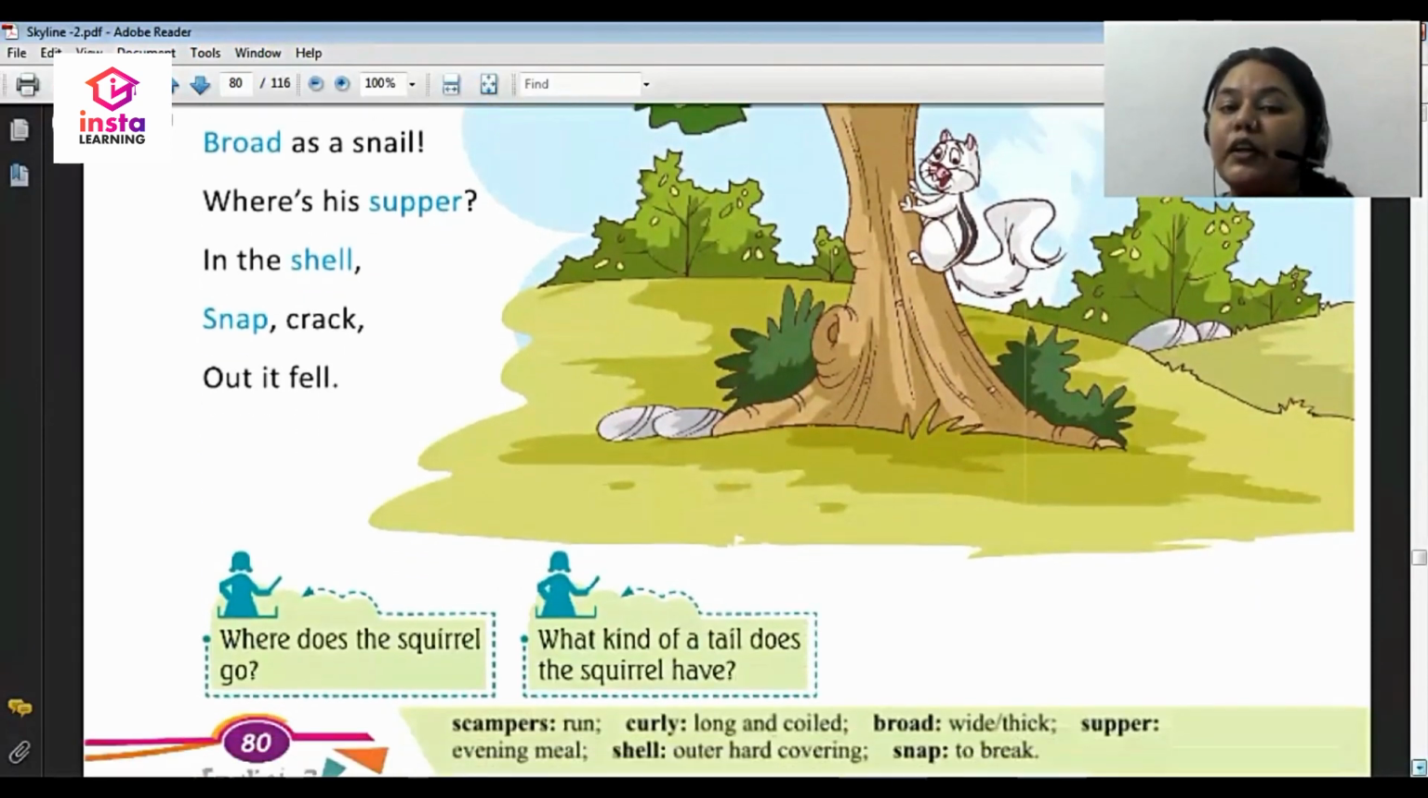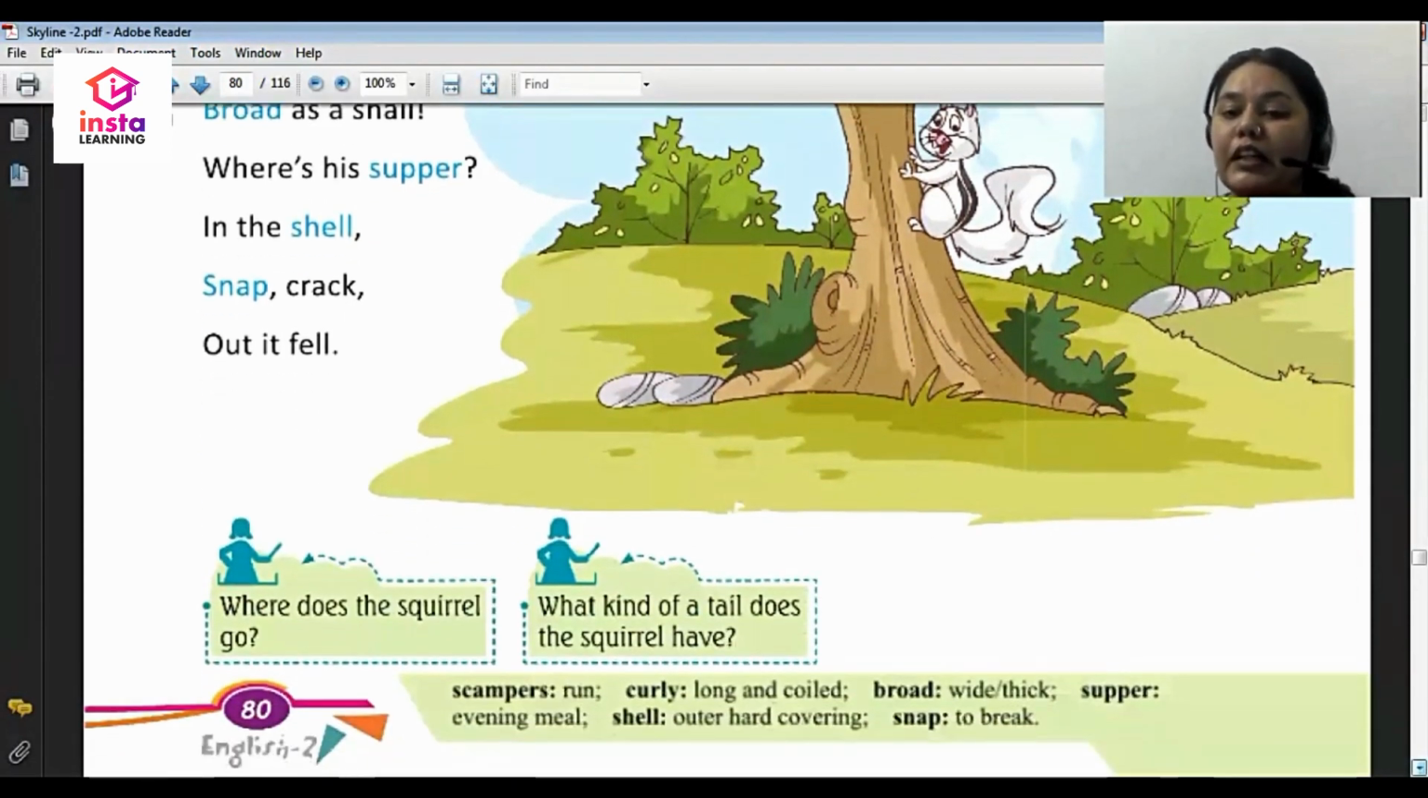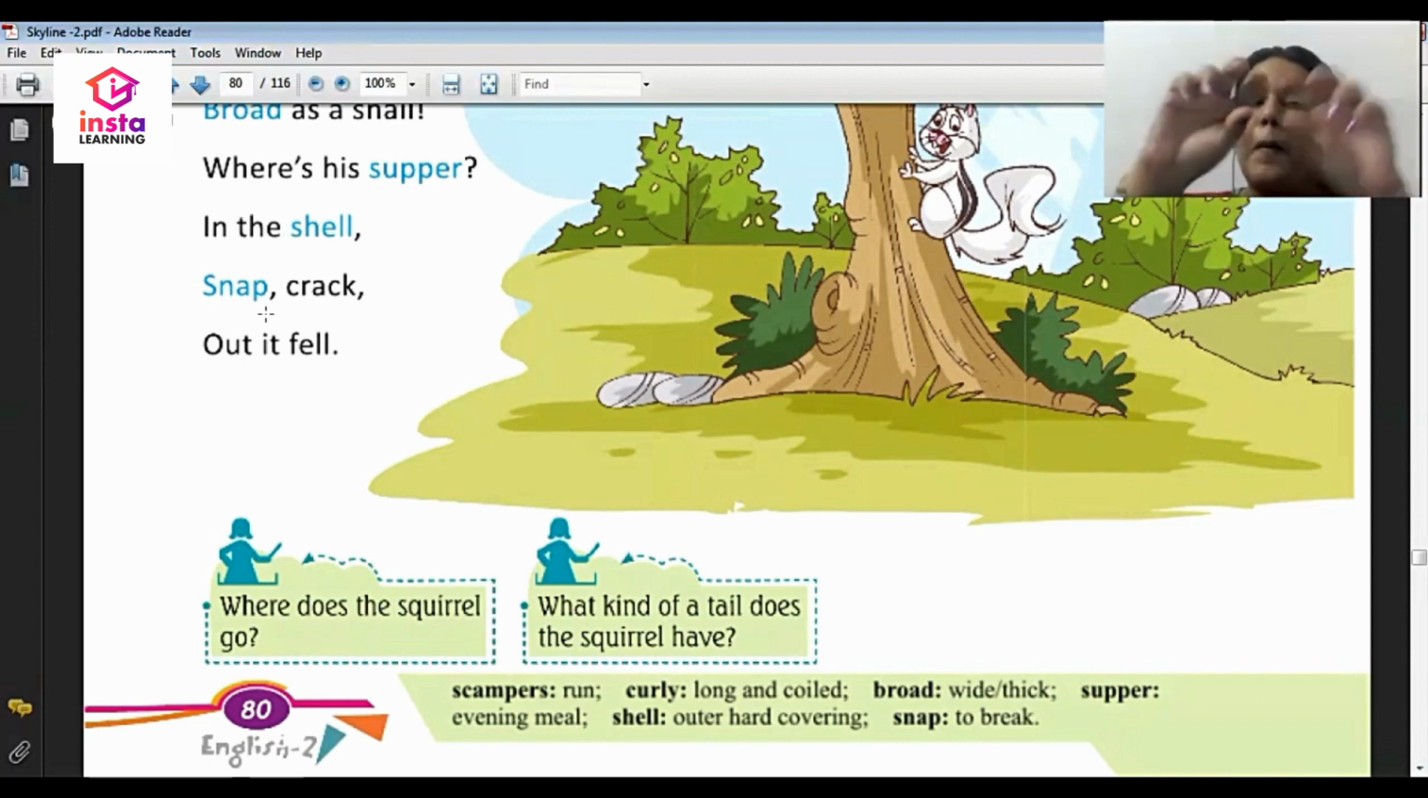So now the squirrel wanted to eat the supper. And where was the supper? In the shell. So in order to get that supper, what did it do? It snapped. Snap means it breaks, and then cracked, and from the shell the supper came out.